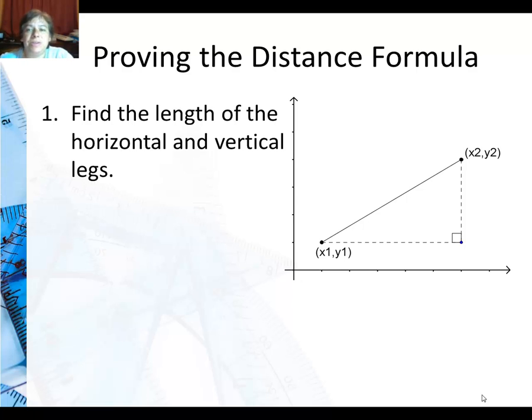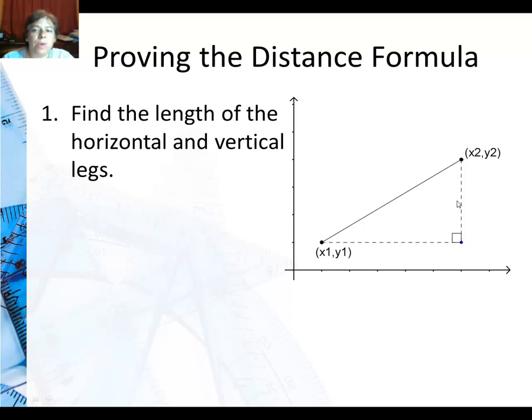So proving the distance formula, where does that formula come from? So I'm going to take a picture here where I have a random coordinate on the lower left. Doesn't really matter, but I'm going to do it this way to make it easier. And that coordinate we're going to call x1, y1. And then the other coordinate is x2, y2. And I want to find the length of that segment.